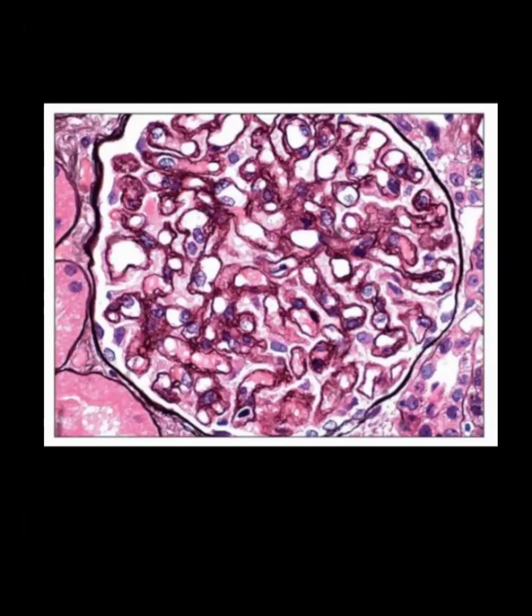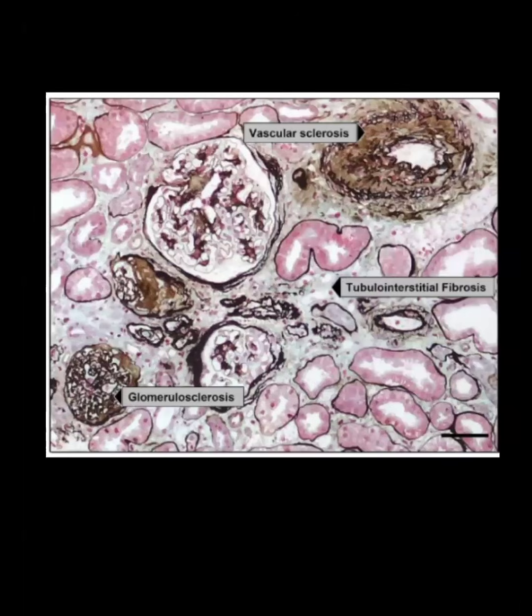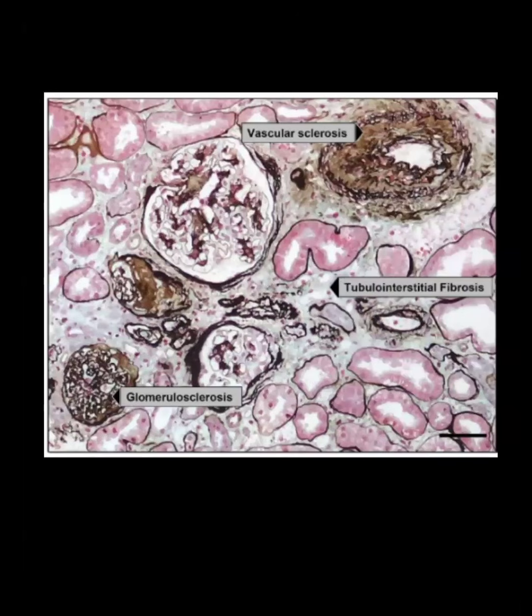Which stain is this? Here you are seeing glomerulosclerosis and vascular sclerosis as well as tubulointerstitial fibrosis. I was just highlighting different types of stains here. So which stain is this? Does anyone know? Silver stain.